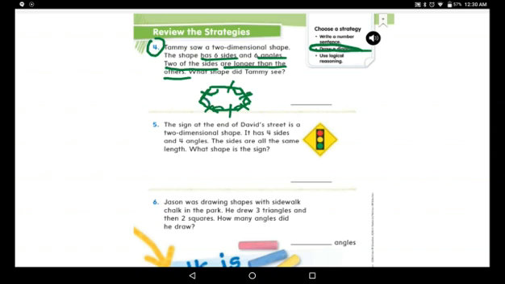What do we call this shape? Six sides, six angles. Six, six, six. So it's what? Hex. Six. It's hexagon. Great job. Hexagon.